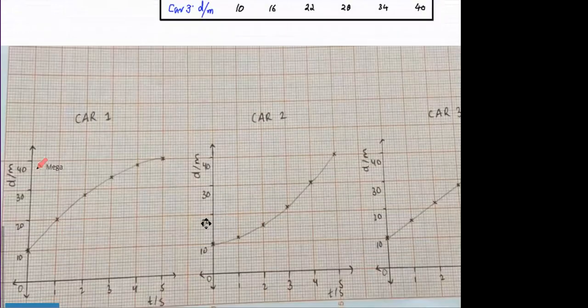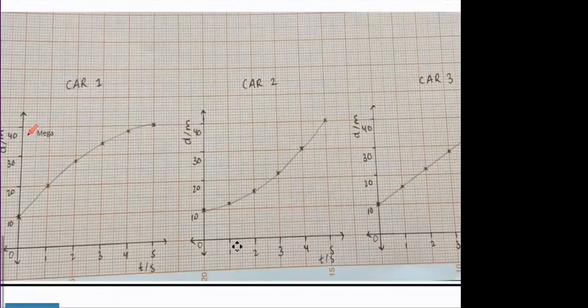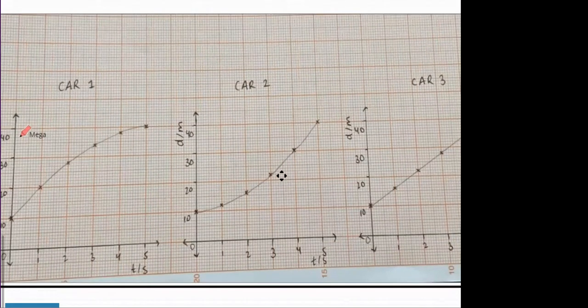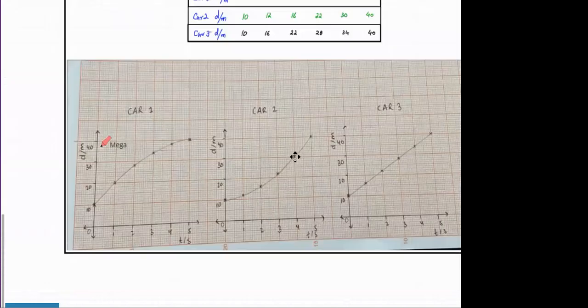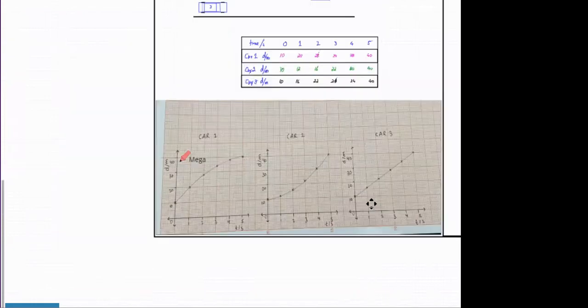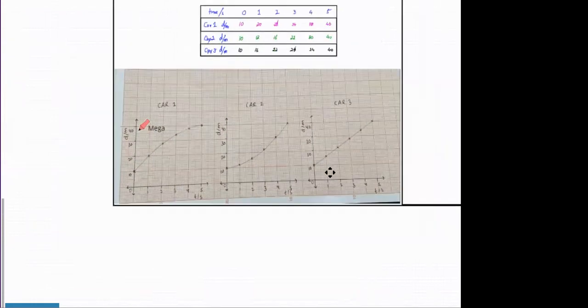Look at the graph of this car. When I plot distance against time, I get 10, 12, 16, and so on. And I hope you can see that the steepness of the graph is increasing. This is said as the gradient of the graph is increasing. And if we are having an increasing speed, a distance time graph should have an increasing gradient. Constant speed, constant gradient.